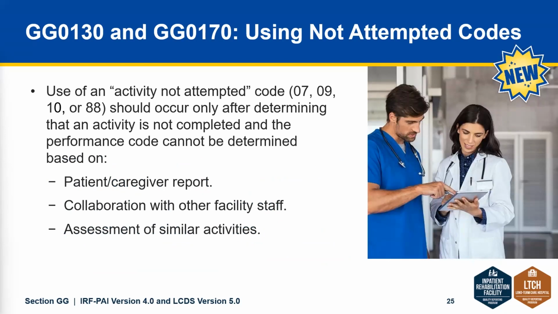As mentioned before, the activity not attempted codes should only be utilized after we've exhausted all of our assessment strategies, including observation of performance, patient caregiver report, collaboration with other facility staff, and assessment of similar activities. An activity not attempted code should only be used when, after the use of all provided strategies, we're still unable to determine the appropriate performance code.